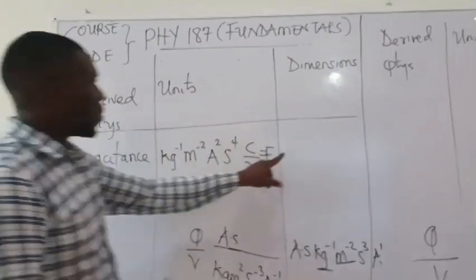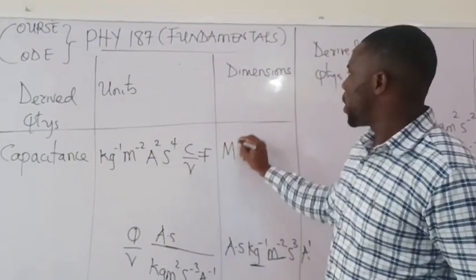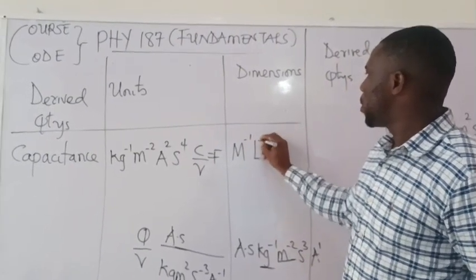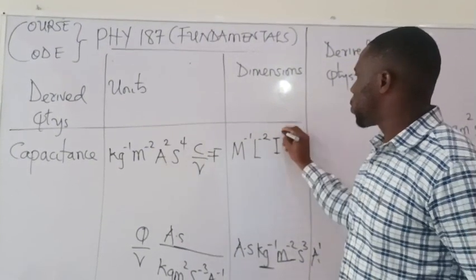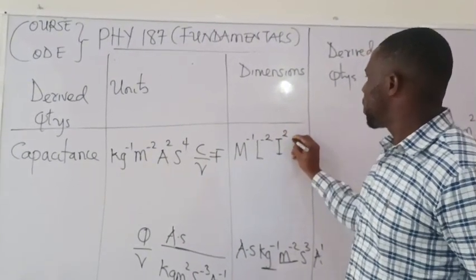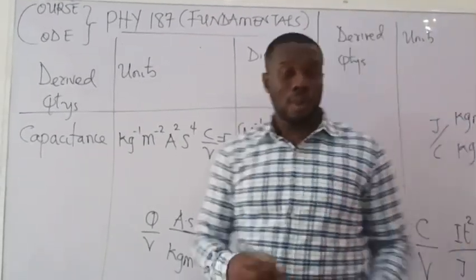Alright, now I could write its dimensions to be M for mass, this is raised to power minus 1, L raised to power minus 2. Current is I, that's the dimension raised to power 2. Then time is T raised to the 4th power.